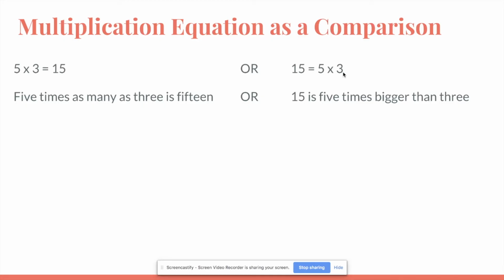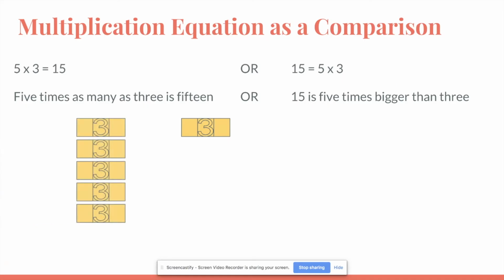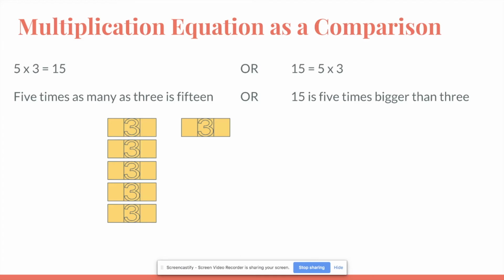All right, and then we go, there's 3. Now, what's 5 times this much? Let's show that 3 5 times. Boom. And then we know that's 15. 15 is 5 times bigger than 3. This is a piece of cake. Piece of cake. Let's do another one.